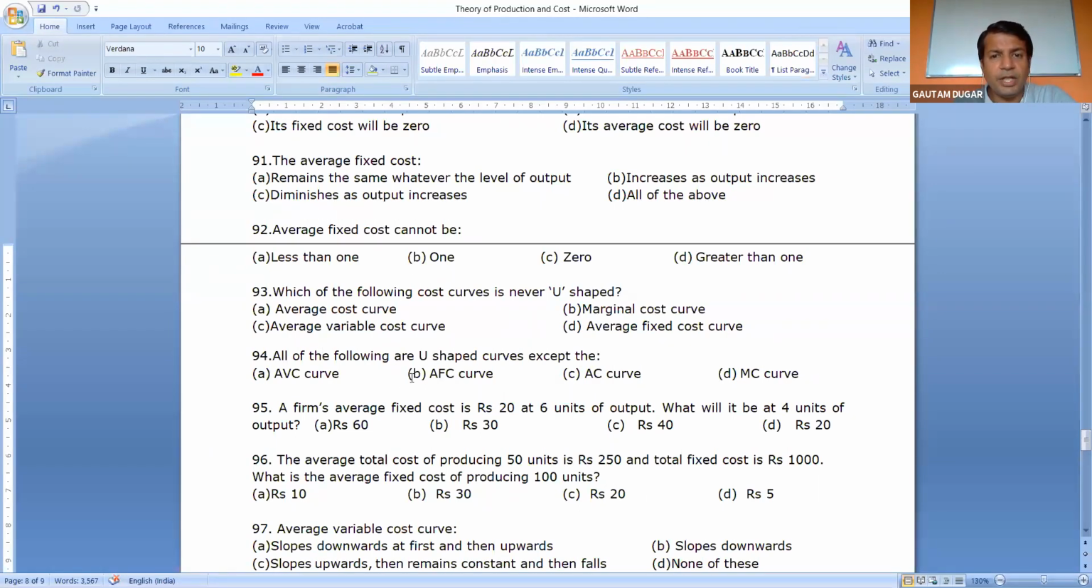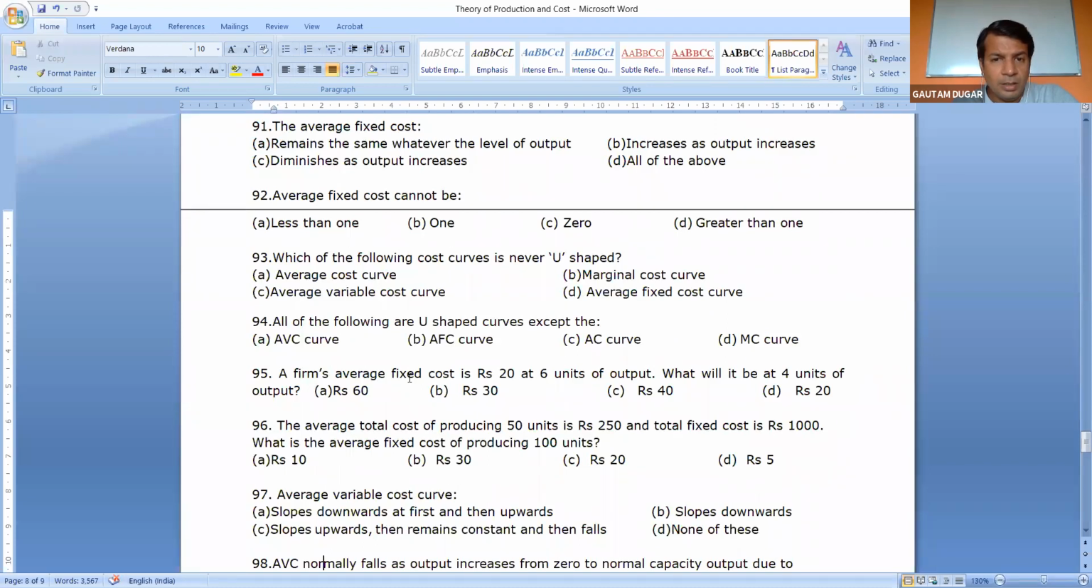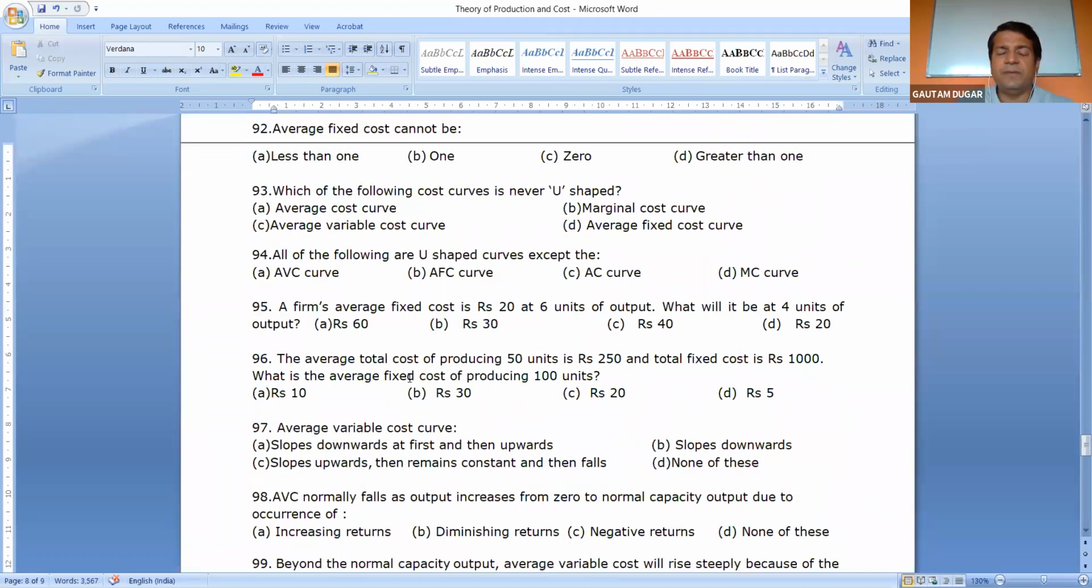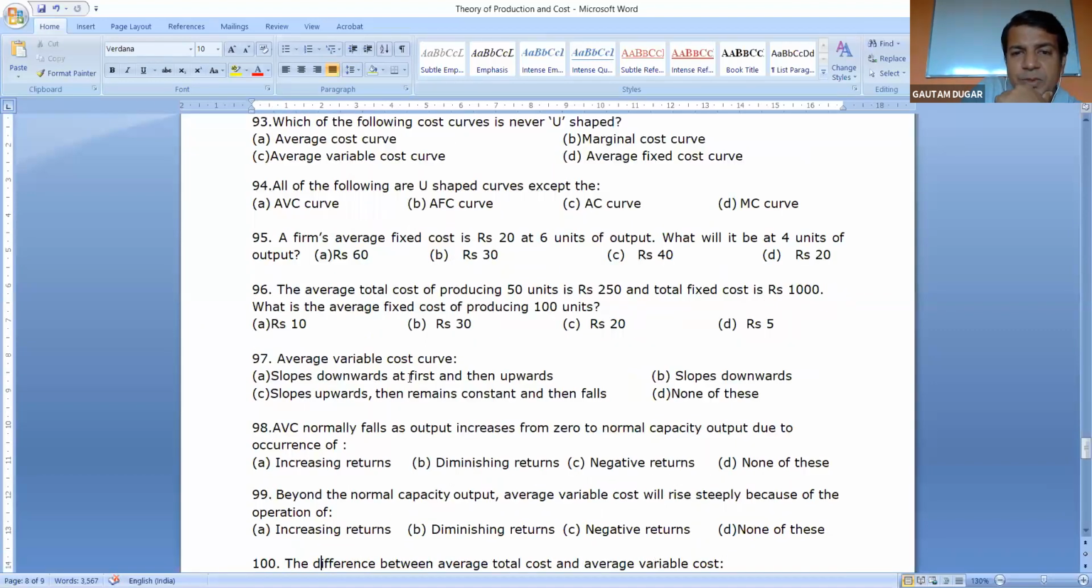94. All the following are U-shaped except, obviously, the AFC curve, the same question. 95. Solve 95 carefully. Numerical based question.